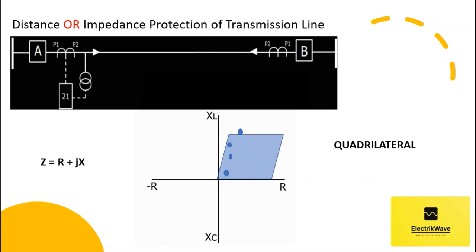Various characteristics have been developed to see impedance as per protection requirements. This is quadrilateral characteristic. This is lenticular characteristic. This is elliptical characteristic. We can choose the correct characteristic based on the actual line parameters that we are going to protect.